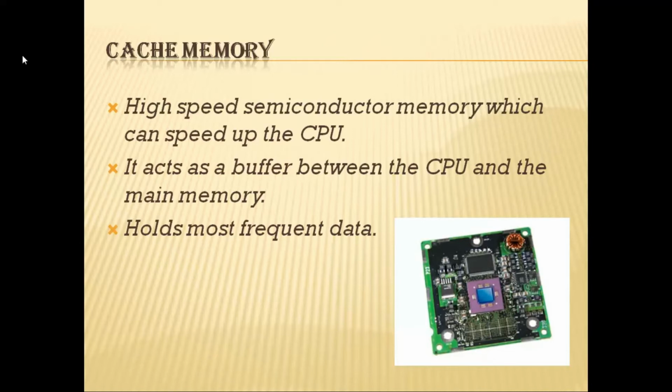The parts of the data and programs are transferred from the disk to cache memory by the operating system, from where the CPU can access them. This is the cache memory.